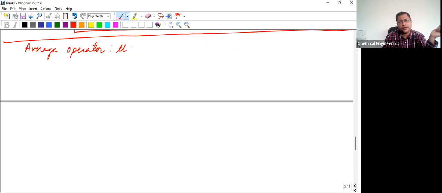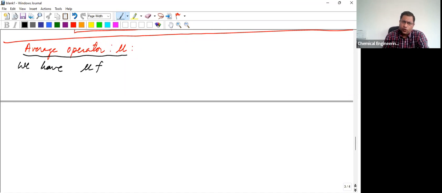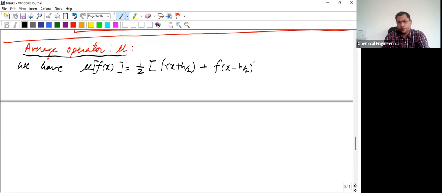Again, if we want to understand the average operator, we use the letter mu. So we have mu of f of x. This is going to be the average of the next half and the previous half. So it is half of f of x plus h by 2 plus f of x minus h by 2. This is the next half and this is the previous half.